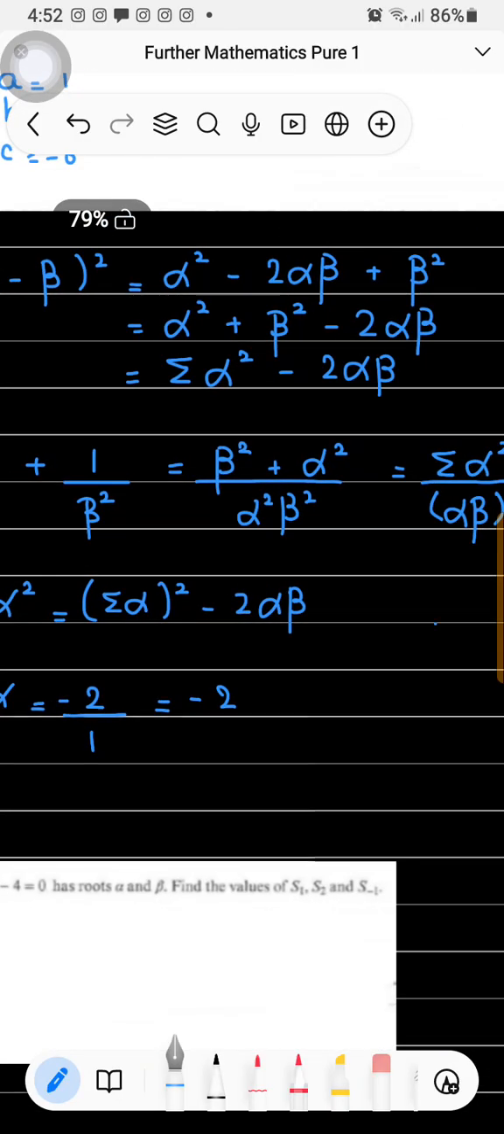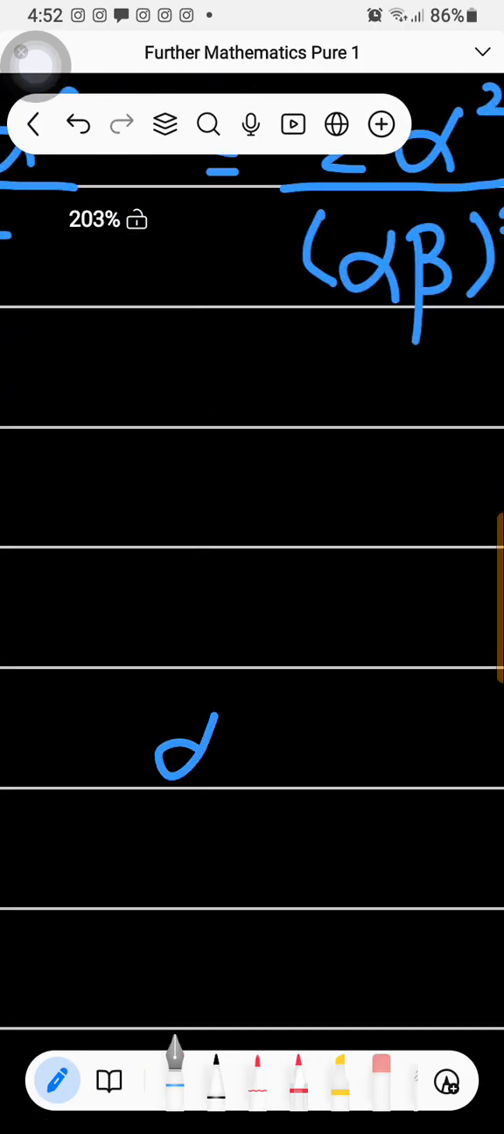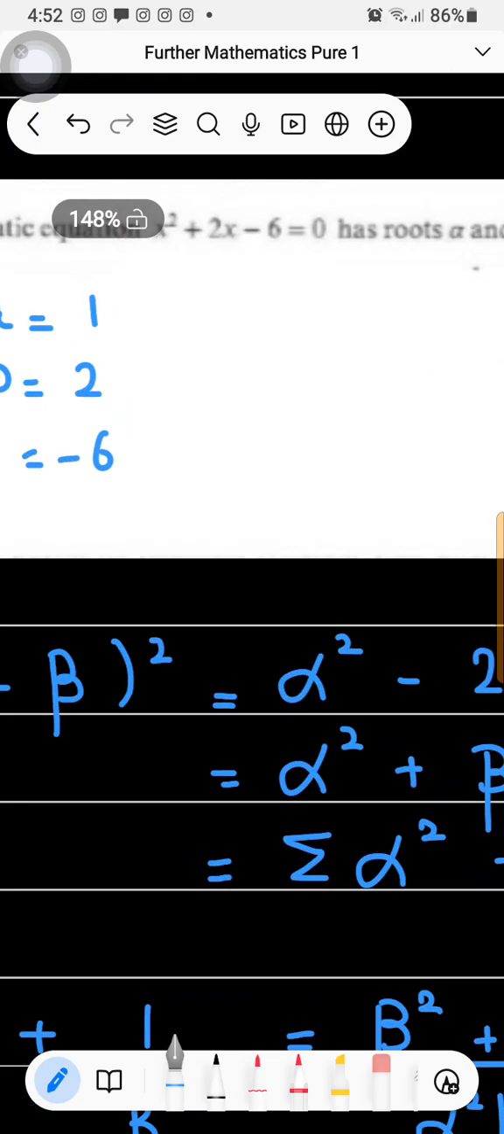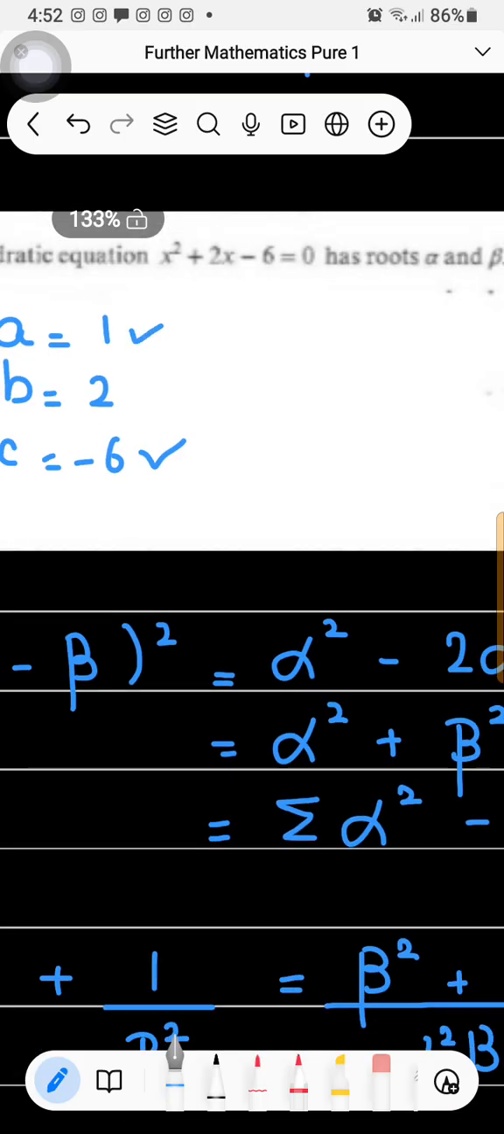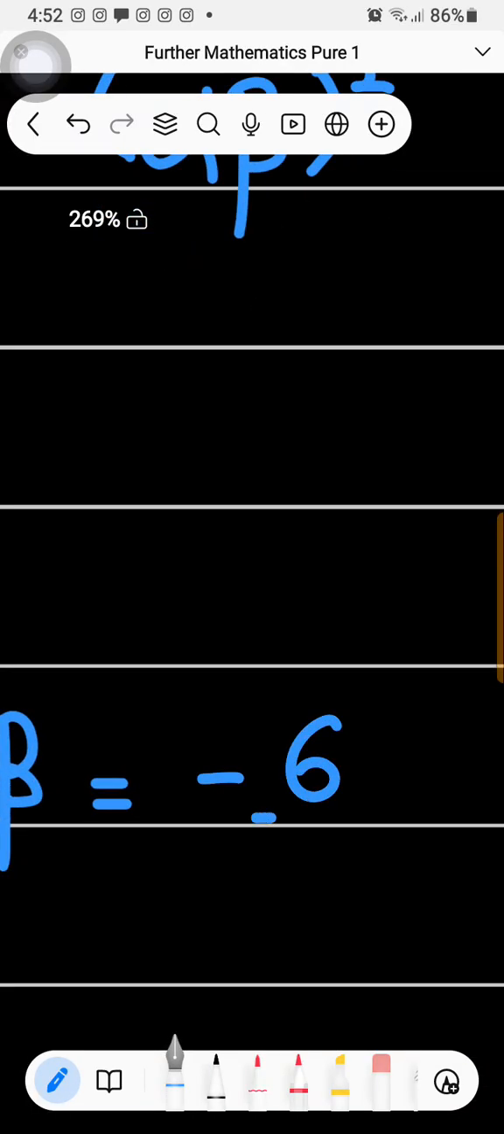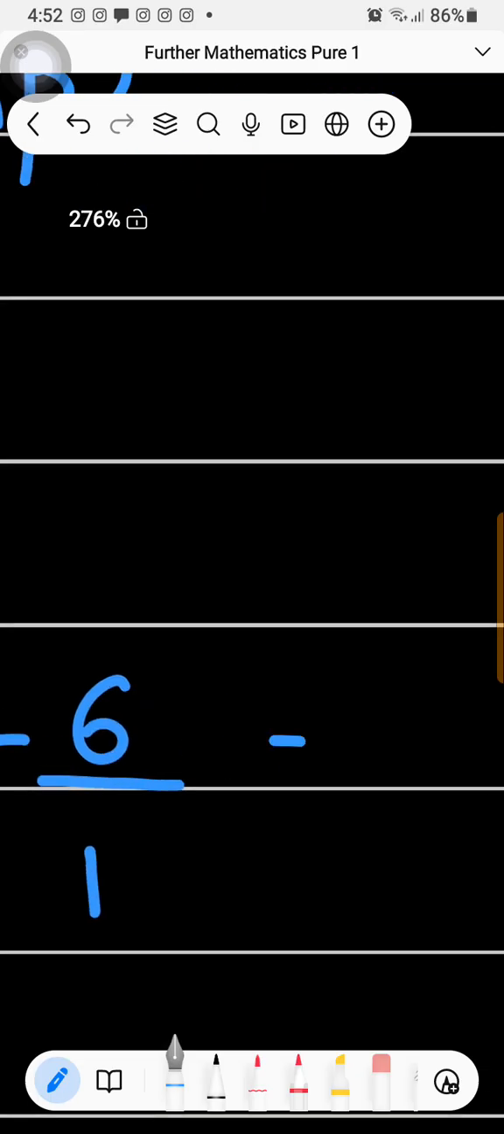We also want alpha beta. To find alpha beta we want c upon a. So c is negative 6 and a is 1. So negative 6 upon 1 means negative 6.